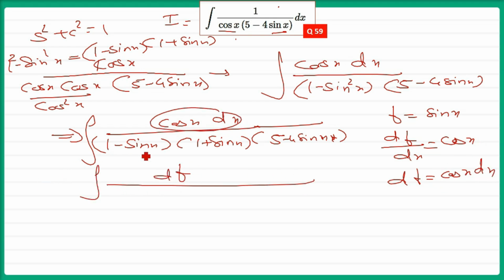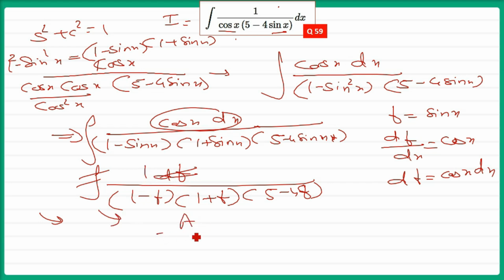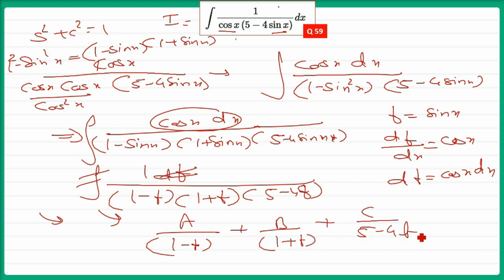And the denominator will be what? 1 minus sin x, which is 1 minus t. 1 plus sin x is 1 plus t. And 5 minus 4 sin x is 5 minus 4t. Now you have reached up till this extent. You can write it as a divided by 1 minus t, because I just expect that you need to solve this for a, b, c. So 1 divided by 1 minus t, b divided by 1 plus t, and c divided by 5 minus 4t. So you have to solve it for a, b, c.